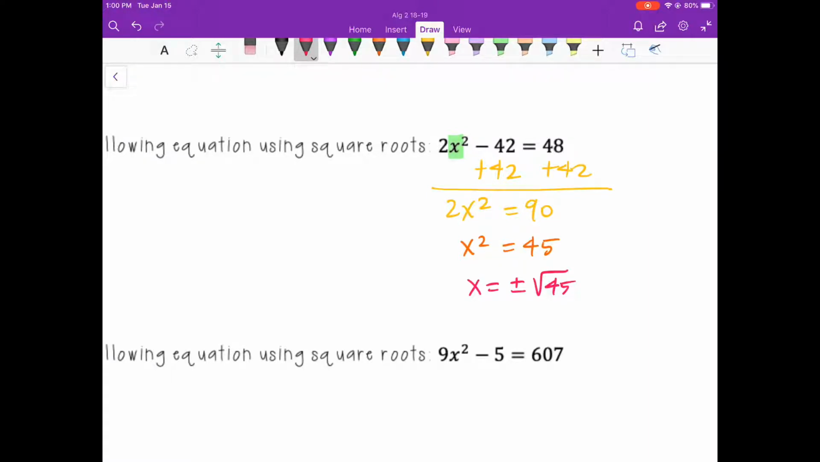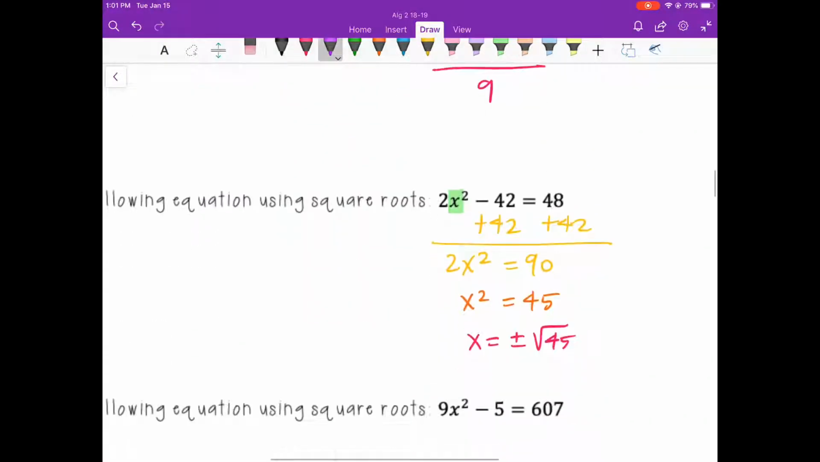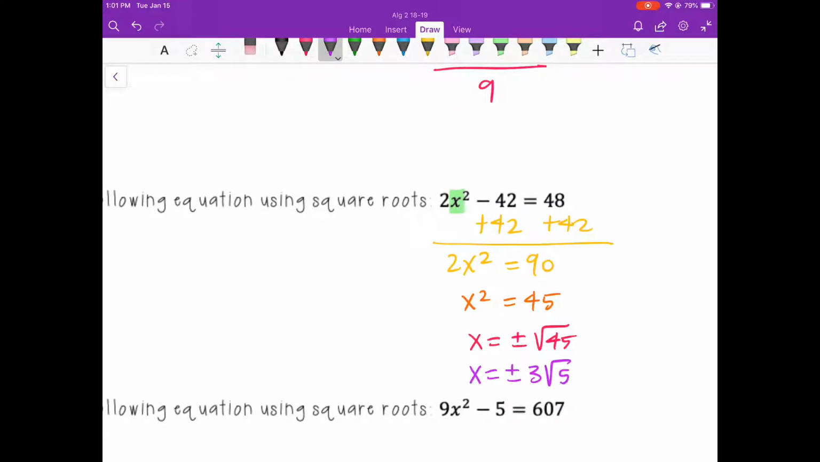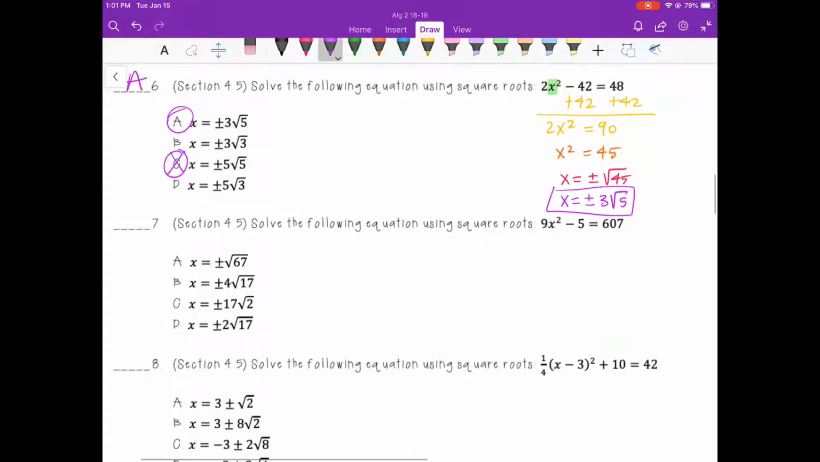You put in the square root, so you have to include the plus or minus. Radical 45 does have 9 for a factor, which is a perfect square. So then I've got x equals plus or minus 3 radical 5. That is option A. Number 7, solve using square roots.